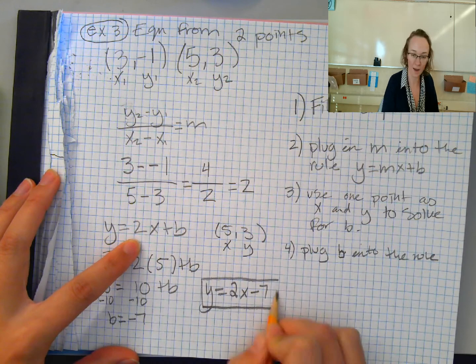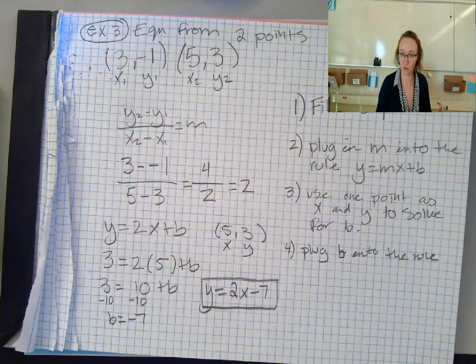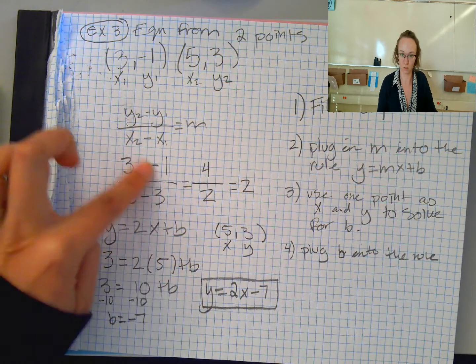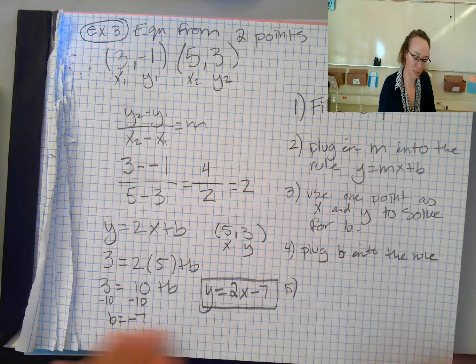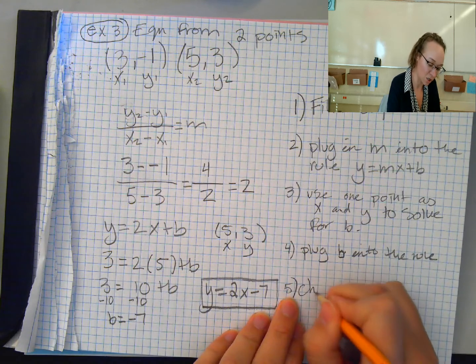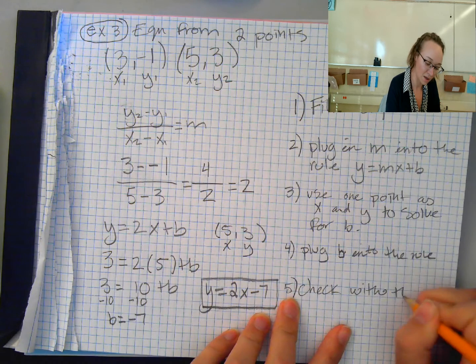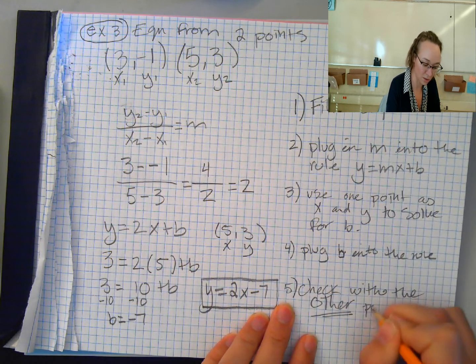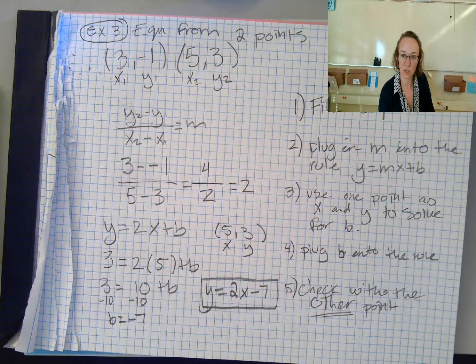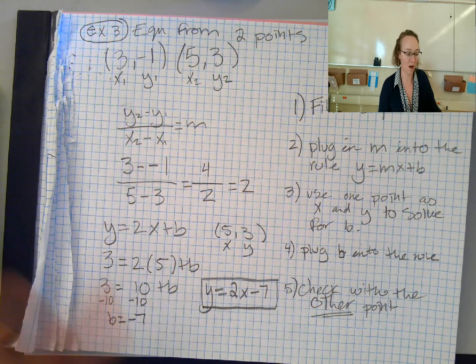Woohoo! Hooray! I'm done. Almost. Except we should always check our work on these types because there's so many different spots you can make a mistake, like here, for example. So then we're going to go to step 5, which is check with the other point. You don't want to check with the one we already used. (5, 3) is done, we've used that one up. But you're going to check with the other one.